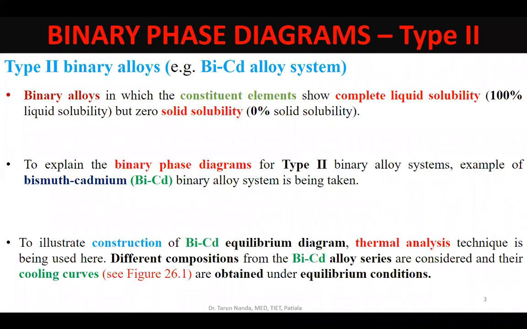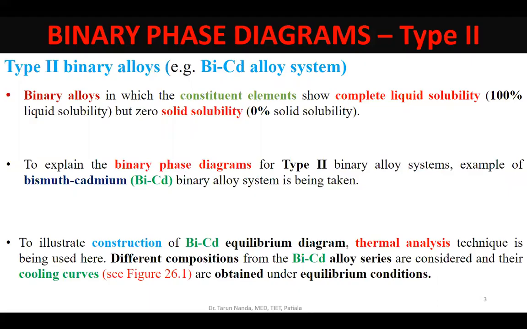So we said in the last session that type 2 systems are binary alloys in which the two constituent elements show complete liquid solubility. However, they show zero solid solubility. We also learnt about the reasons why this type of behavior is shown by a bismuth cadmium alloy system. Again, we'll take the help of thermal analysis technique, the experimental method, to construct the equilibrium diagram, the phase diagram, or the constitutional diagram of bismuth cadmium alloy series.